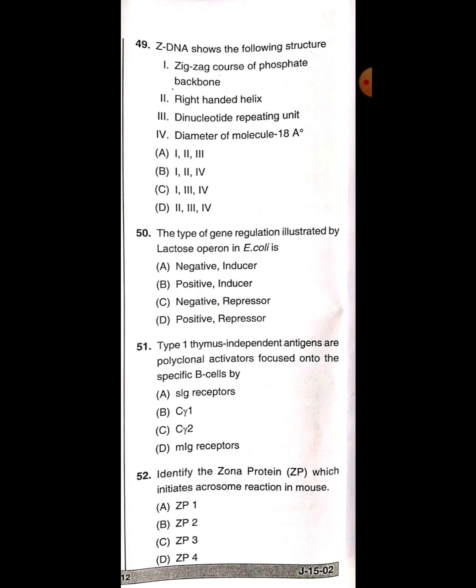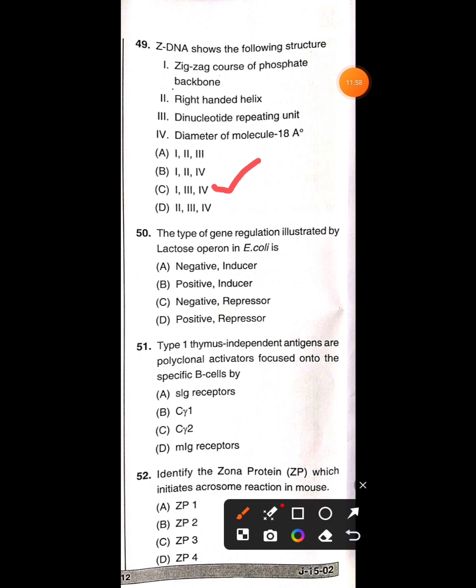Z-DNA shows the following structure. Options are: zigzag course of phosphate backbone, right-handed helix, dinucleotide repeating unit, dimer of molecule 18 angstroms. You have to pick the correct statements about Z-DNA. For this, the correct answer is 1, 3 and 4. Okay, Z-DNA is a left-handed helix. You should remember. Okay, so let's see the next question.